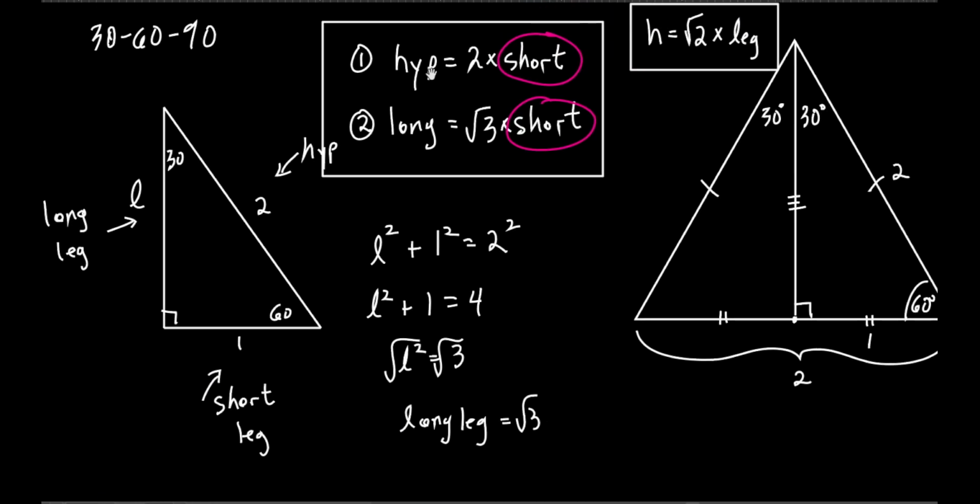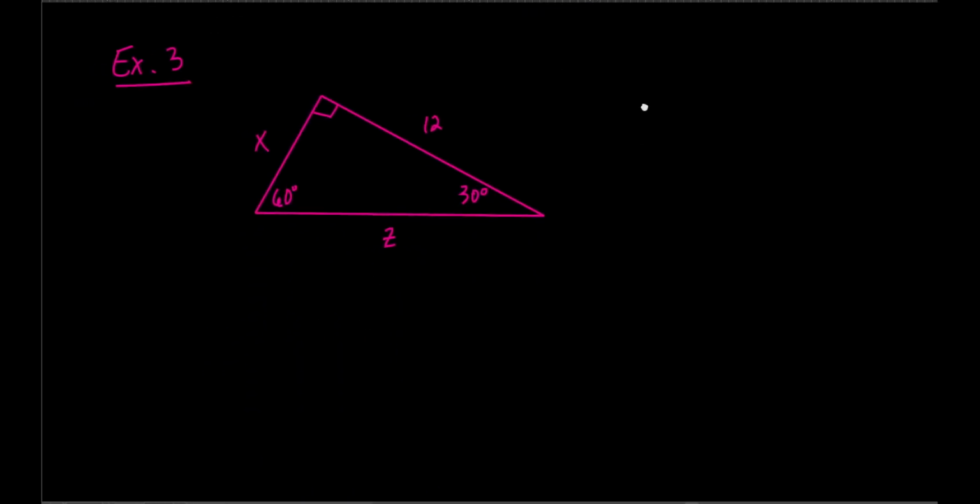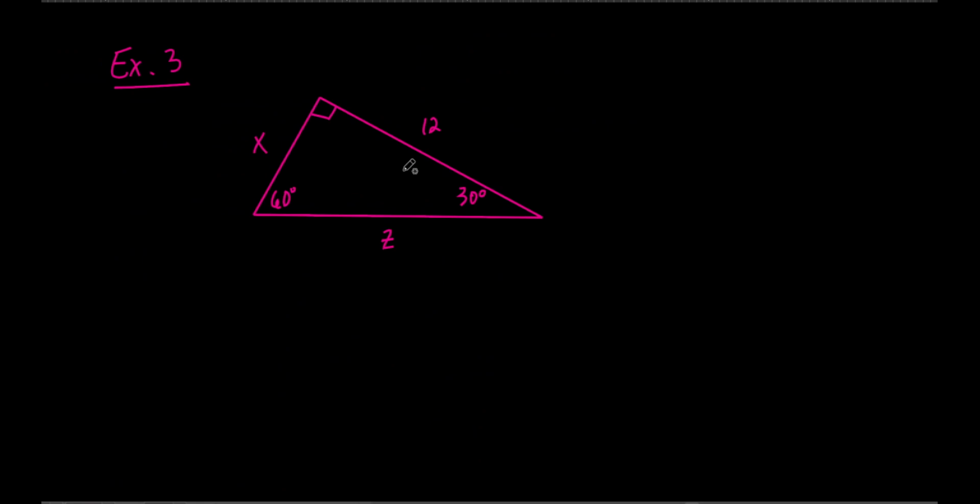Do I? No, I only have the relationship between the hypotenuse and the what? The short side. And a relationship between the long side and the what? Short side. So the short side is important, okay? I want to make sure that it helps you when you're solving for this stuff. So let's solve for that.